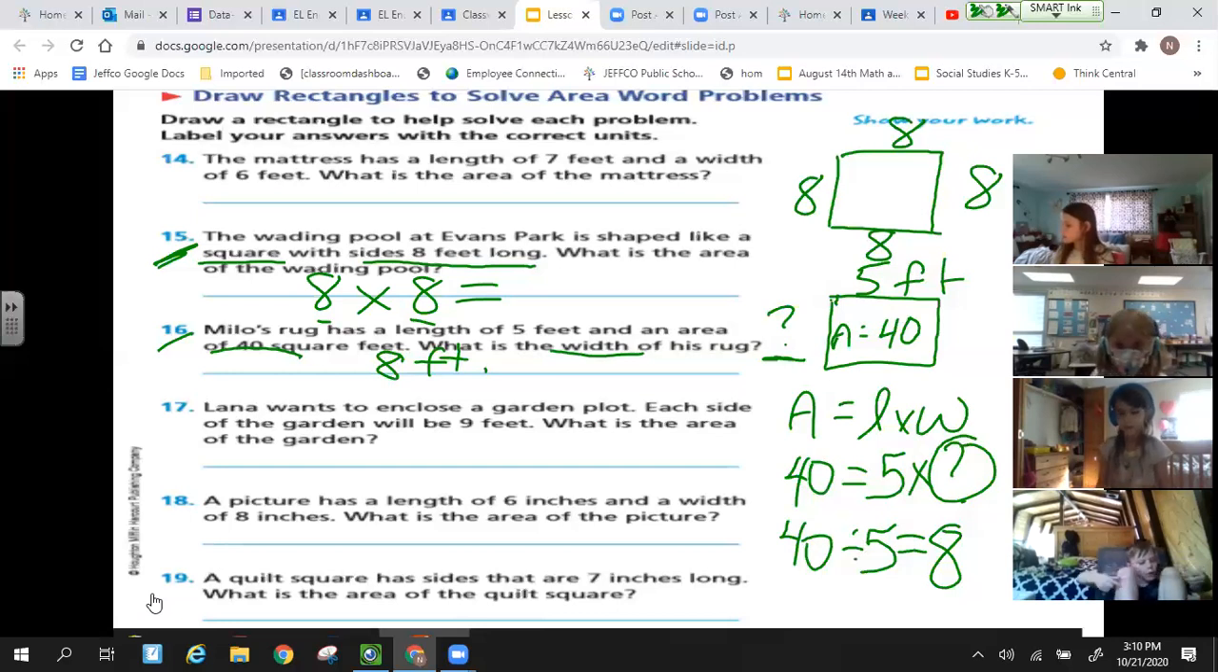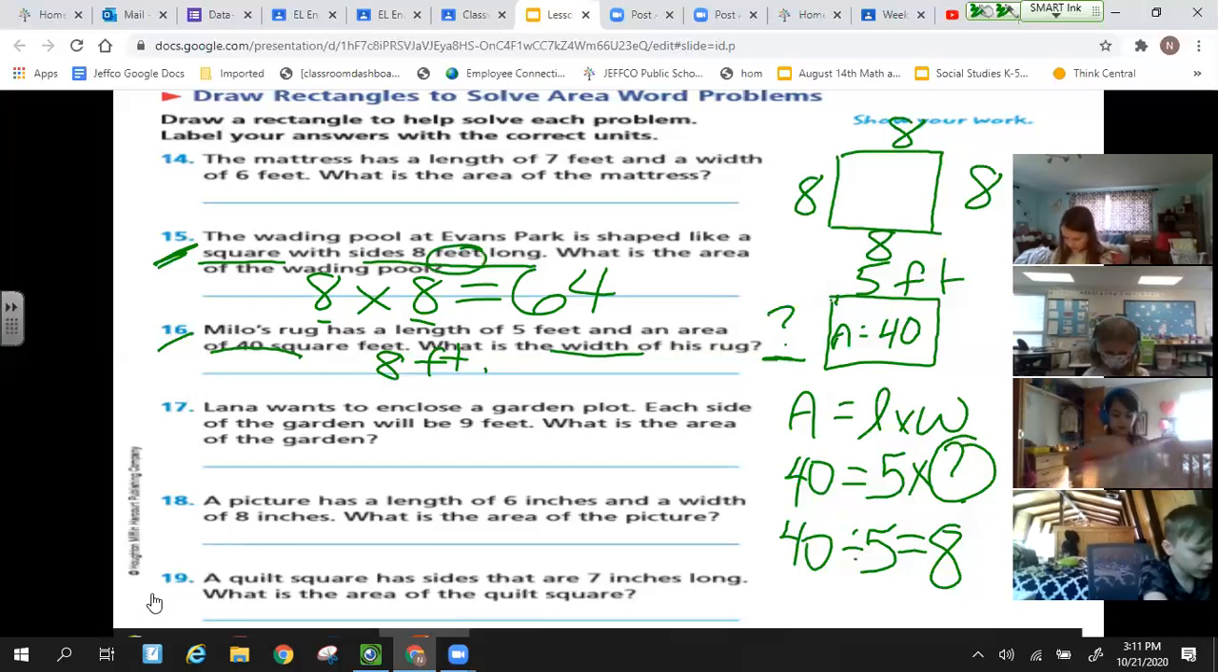I ate and I ate and I got sick on the floor. 8 times 8 is 64. We weren't able to meet our 8s. I ate and I ate, so I got sick on the floor. 8 times 8 is 64. And our unit is feet, so it would be square feet.